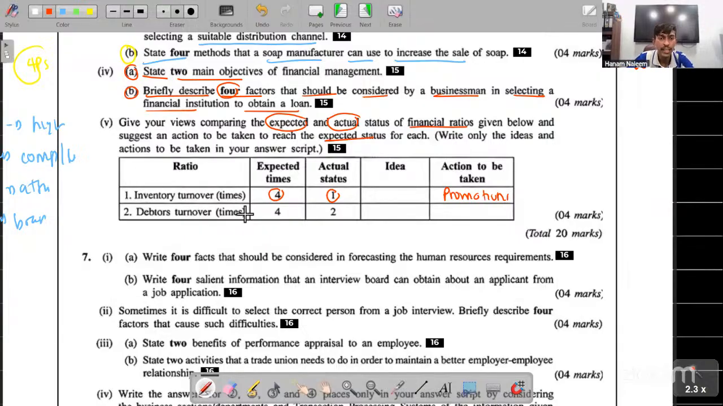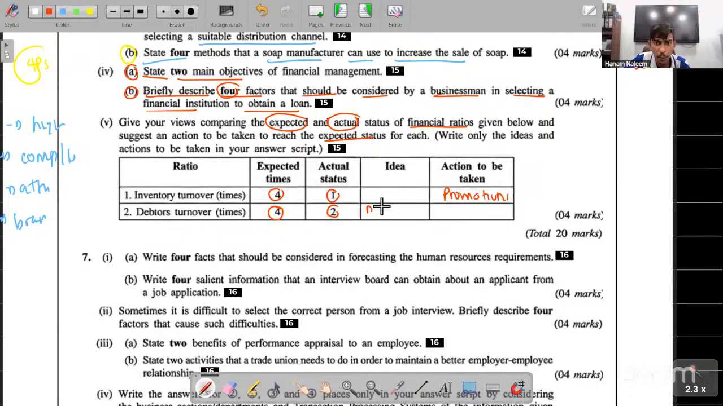Fine. Then debtors turnover. Debtors turnover means how many times your debtor is paying you the money. You wanted him to pay the money 4 times, but he paid only 2 times. Is it good or bad? What do you all say? Yes, obviously it's bad. So what would be the reason why he couldn't pay the money?